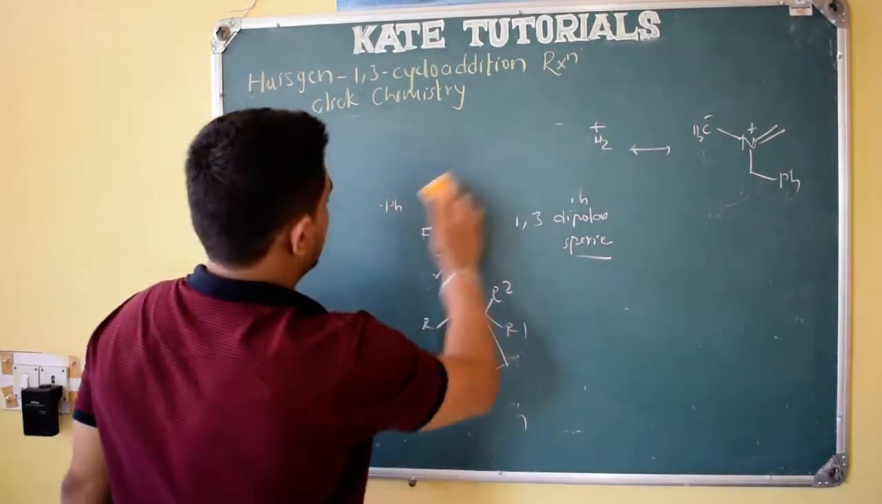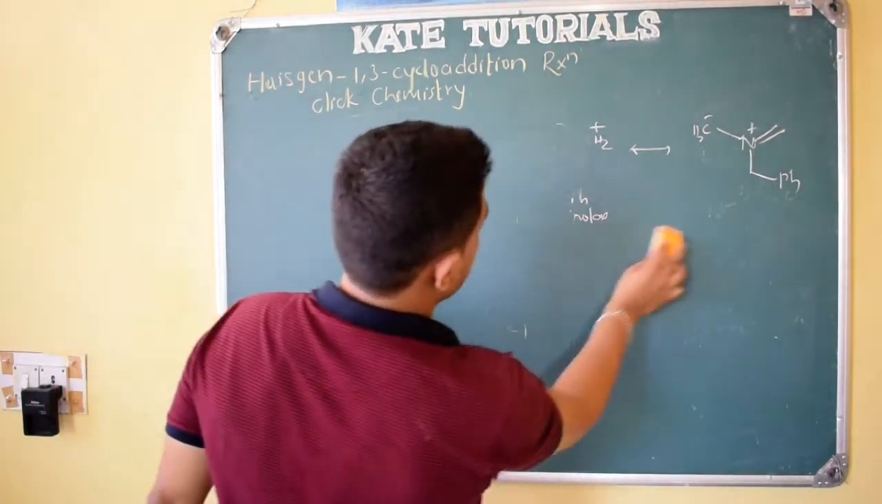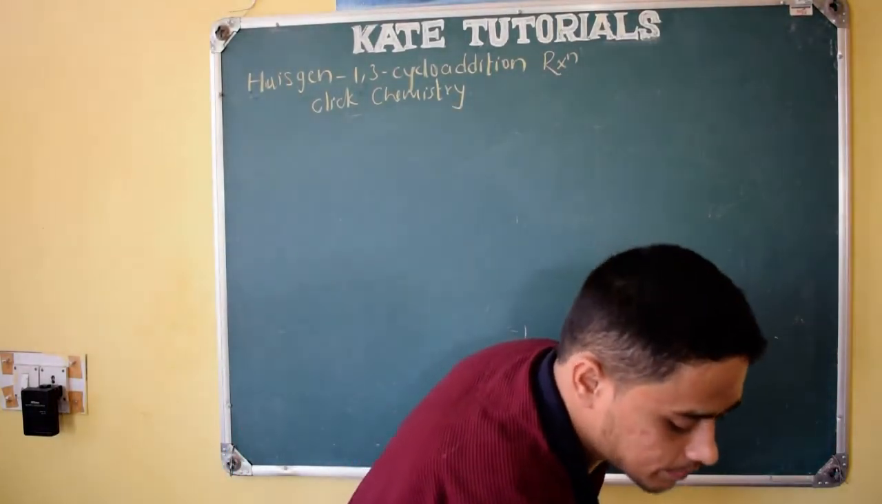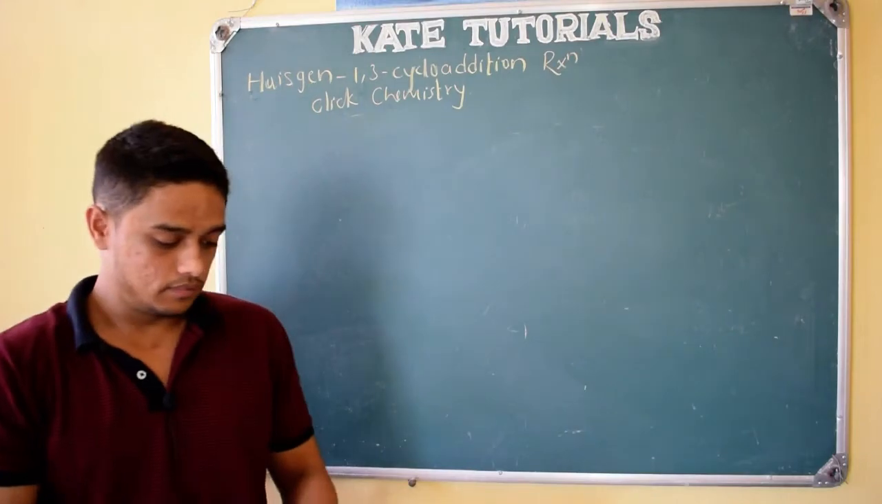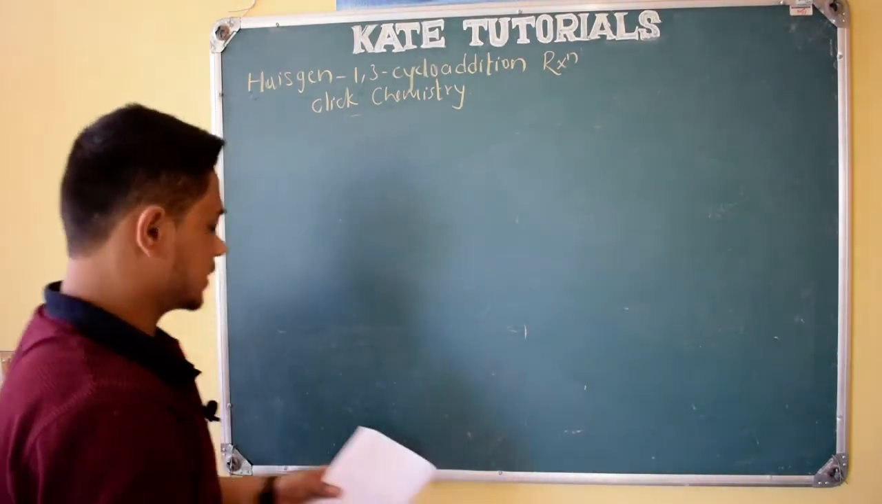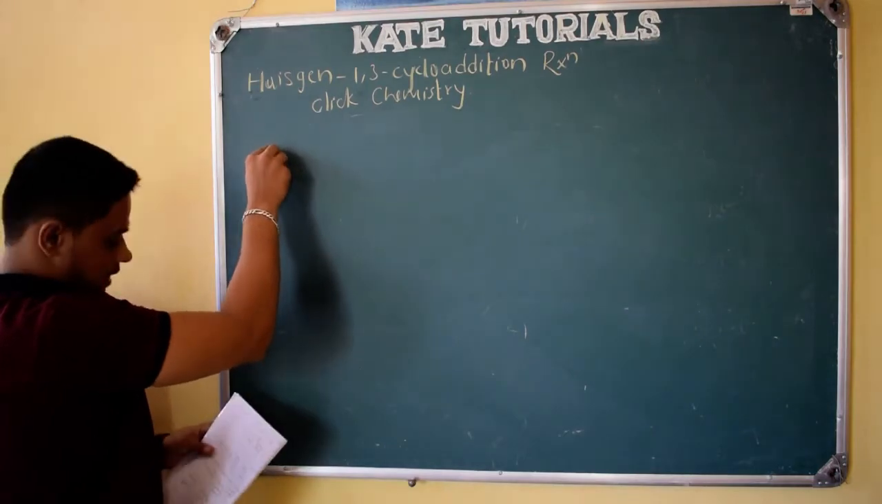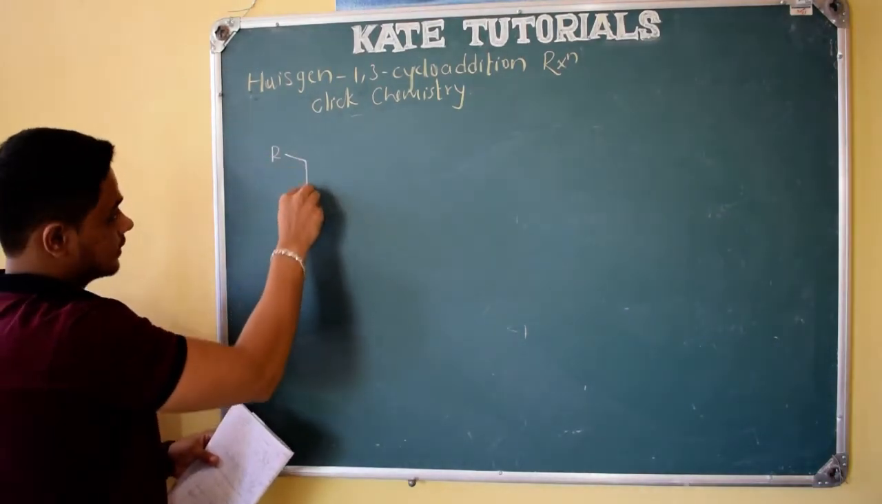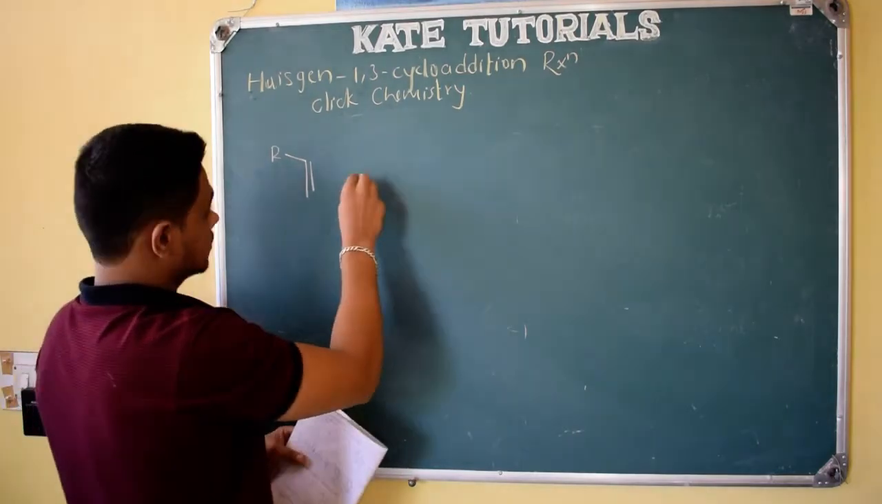Let us see a few more reactions. These are the simple reactions. Let us see a few more reactions which are interesting, right? So here this one is also interesting. Here one R group is there. Let us take it as R, right?